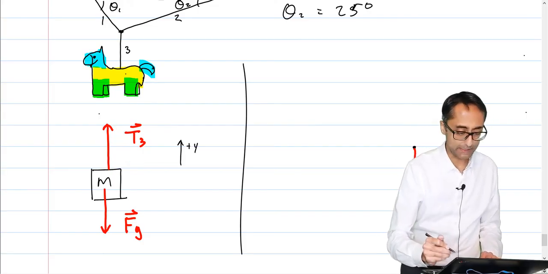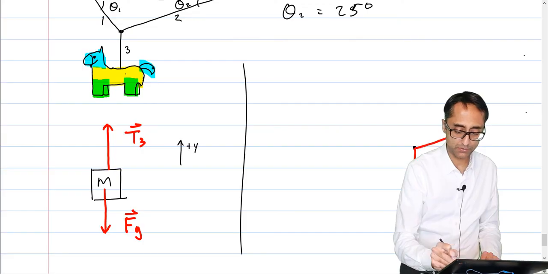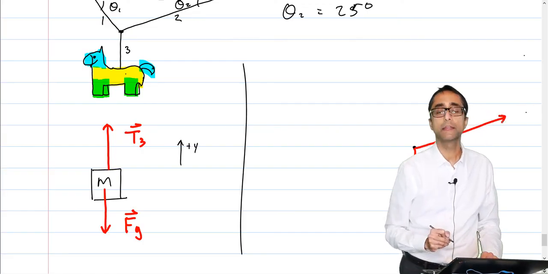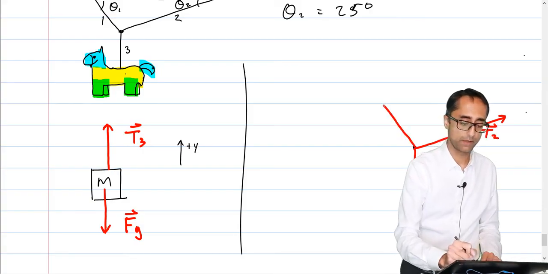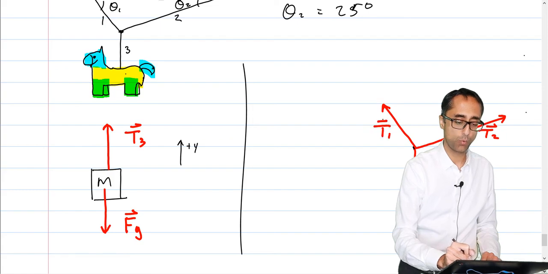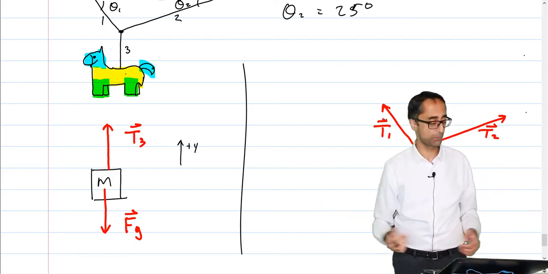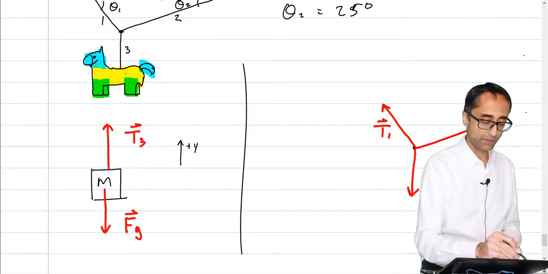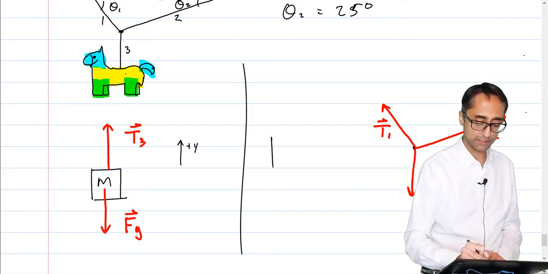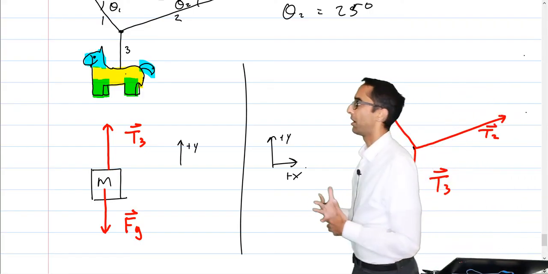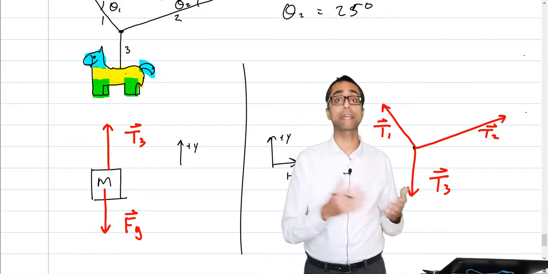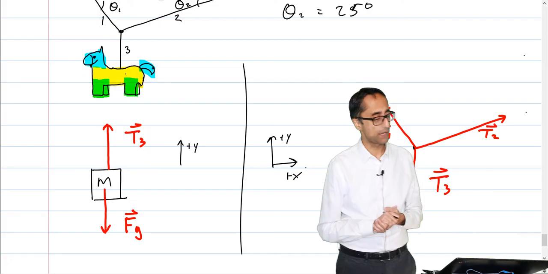What else do we have? We've got our T2. T2 is along this way, and it is pointing in that direction. And finally, T1. Same sort of thing, along the wire, away from the point that we're looking at. And so we've got ourselves our 3 tensions. Let's realize that we need an X and a Y direction that has those 2 directions in it because everything is not happening in one dimension. T1 and T2 have components both in the X and the Y, so we have to take that into account.